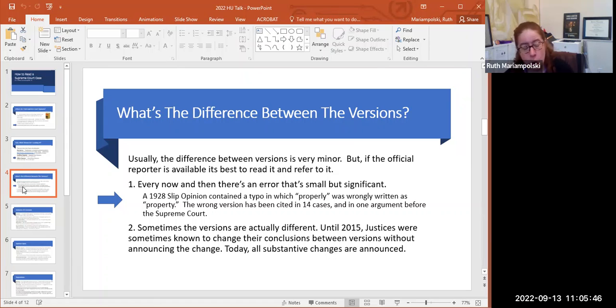Sometimes the versions are actually quite different. It may be very surprising to all of you that until 2015, the justices were not required to announce a change in their conclusion. So only recently, really for like seven years, all substantive changes, which is a change to the substance of what was decided as opposed to a typo, are announced. But in the past, that was not the case. So if you're looking at a decision that was written prior to 2015, make sure that you are looking at the official version, the one with U.S. in the center of the citation.